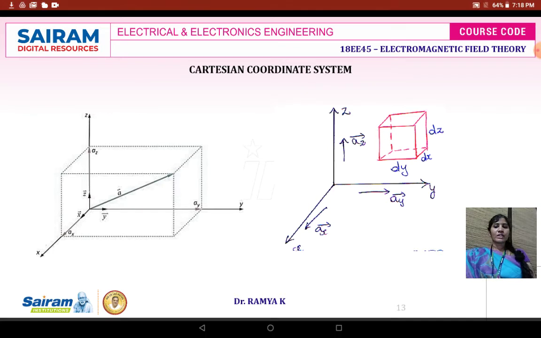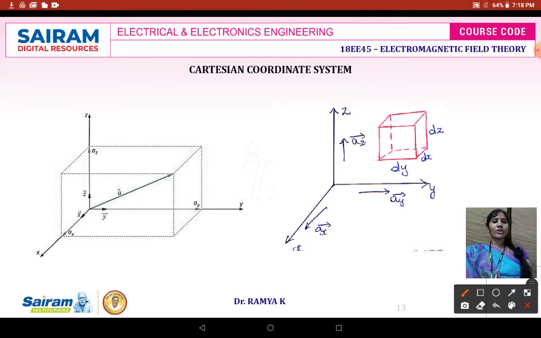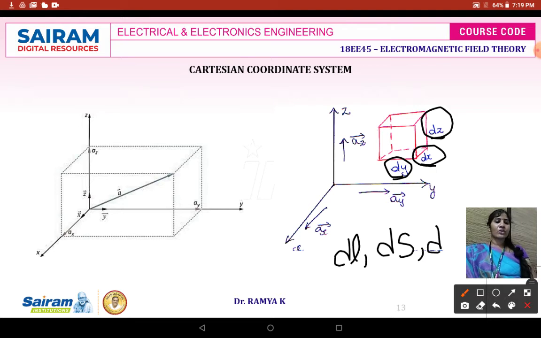If you consider a differential element along your y-axis, you represent it as dy. If you consider the differential element along the x-axis, dx will be the representation. dz is the differential elemental length along your z-axis. So if you are considering a Cartesian coordinate system, first you should understand the differential elemental length, then the differential surface area, then the differential volume element.